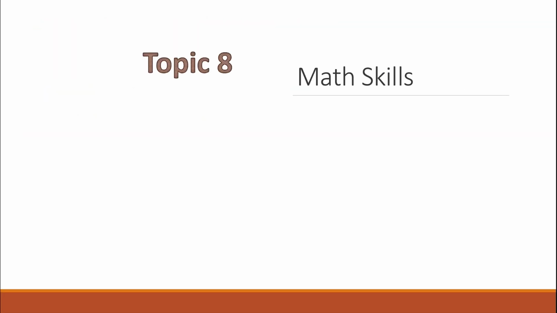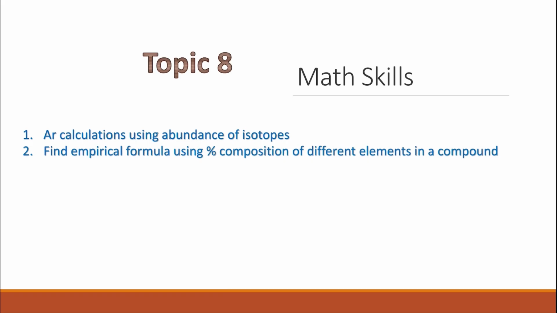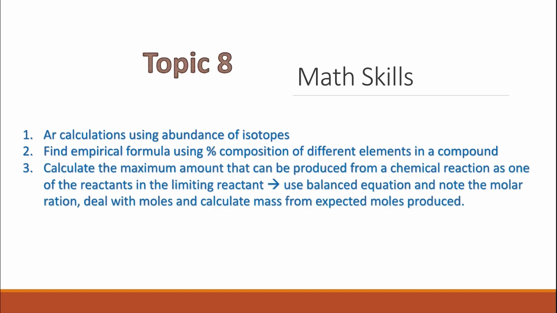Math skills. So there will be several calculations in your exam. The most common ones are the calculation of the relative atomic mass using the abundance of the isotopes. So they will provide you with different isotopes and their relative abundance, and ask you to calculate the relative atomic mass. Find the empirical formula using the percentage composition of different elements in a compound. Very common in the exam. Please try to practice some of these questions to know the technique.